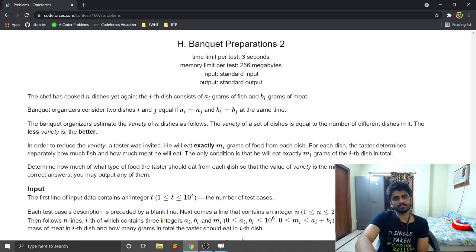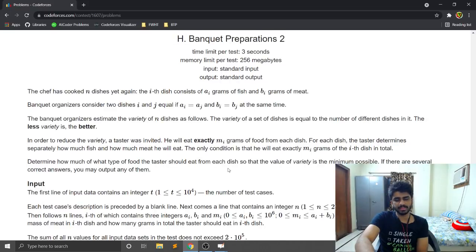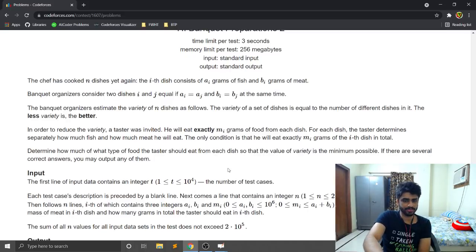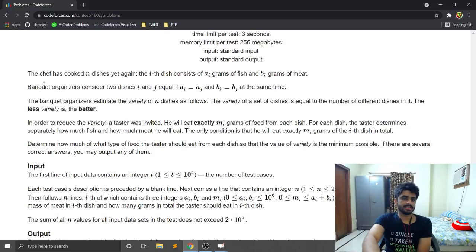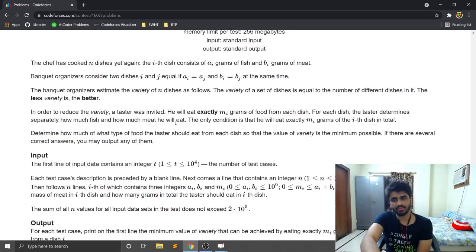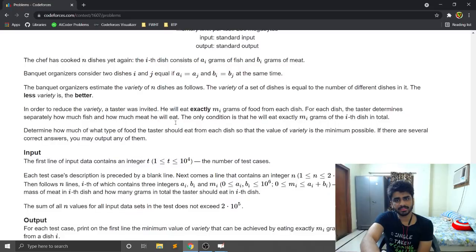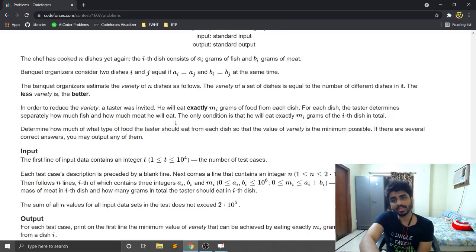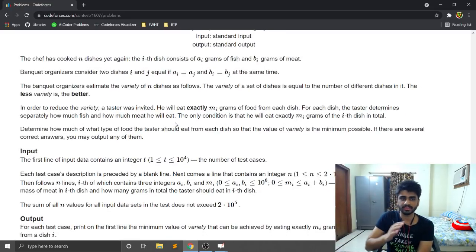So the last problem has a similar setting, but the problem is totally different. Again, the n dishes are there, with fish and meat, and now 2 dishes are considered the same if the amount of fish and meat are the same at the same time. So the variety is the total number of distinct dishes, and you want to decrease the variety. So you want dishes to be redundant.